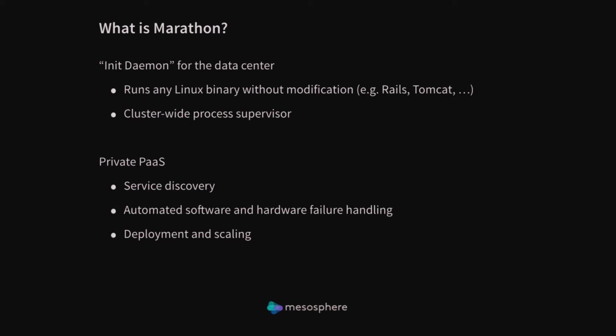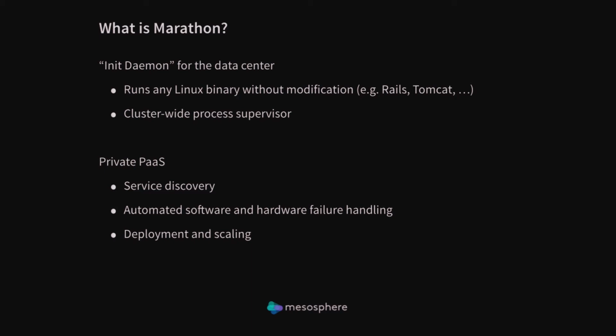You can also call Marathon a private platform as a service. And some of the features that Marathon has that are typical for PaaSes are it provides service discovery. So how can one application find another? It provides automated software and failure handling, so we can lose machines, we can survive software crashes, and it'll respond to that automatically. And it has features for deploying applications and scaling them.